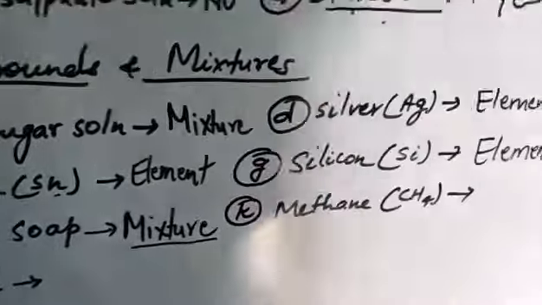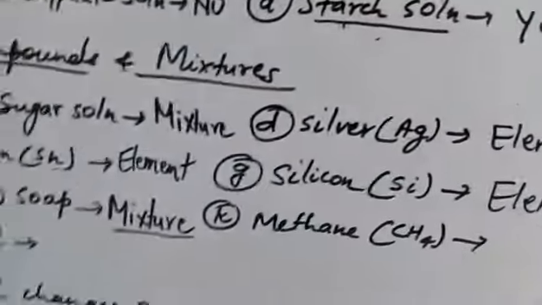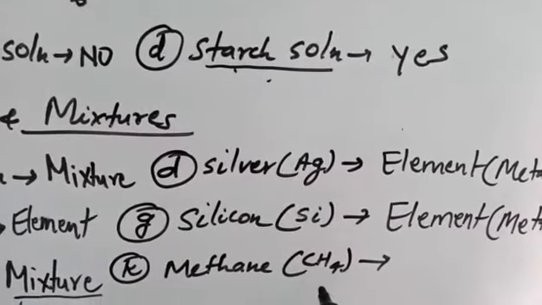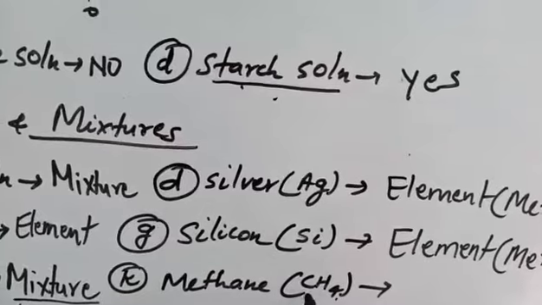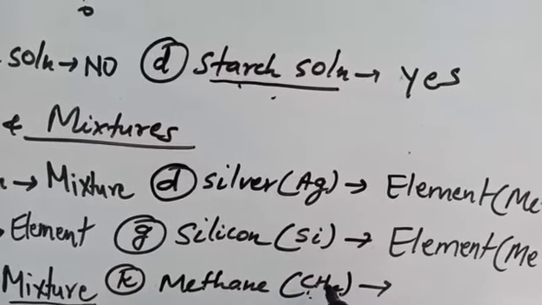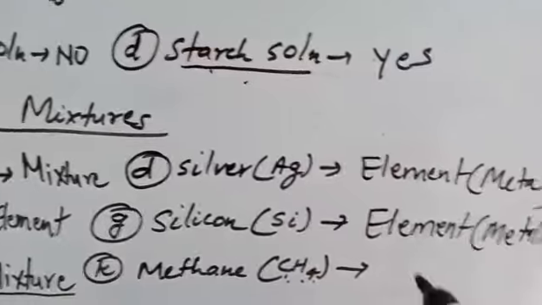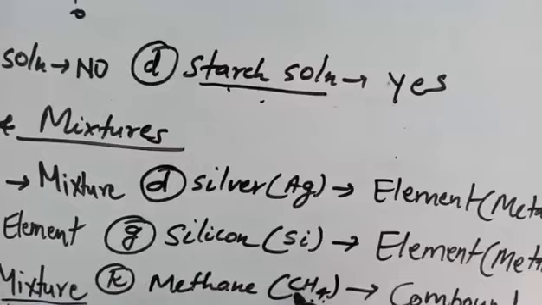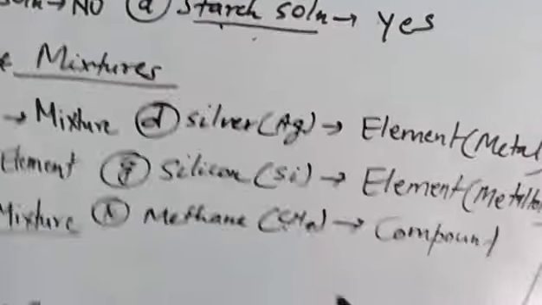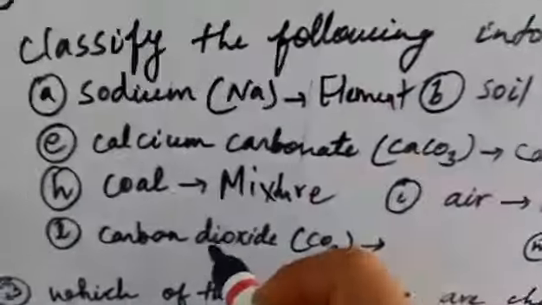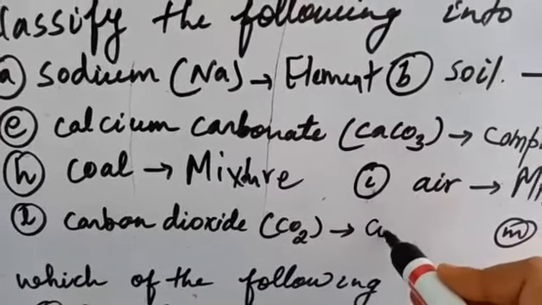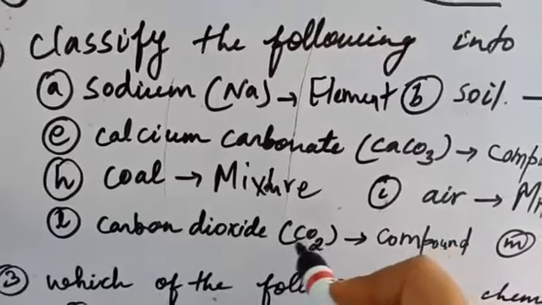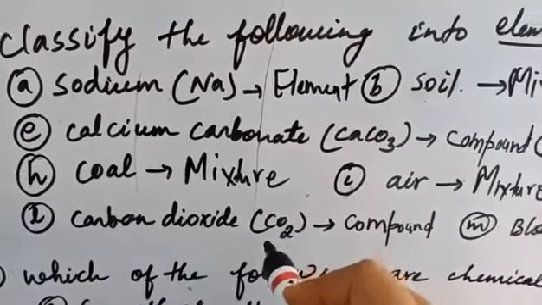Now methane. The formula of methane is CH4. It is made up of 1 atom of carbon combining with 4 atoms of hydrogen. So methane is a compound. Okay. It is made by combining 1 atom of carbon with 4 atoms of hydrogen. Now carbon dioxide is also a compound, you know, because here the elements combined are in fixed ratio.